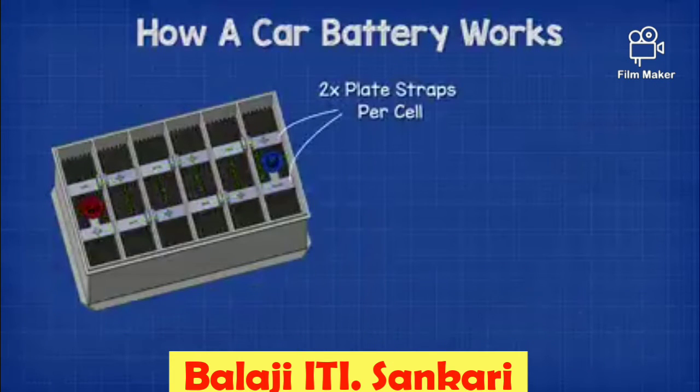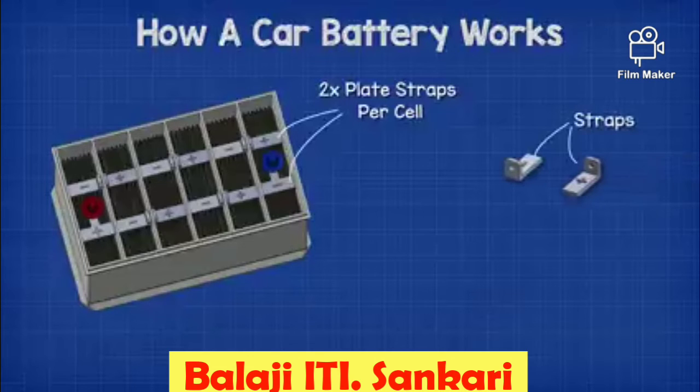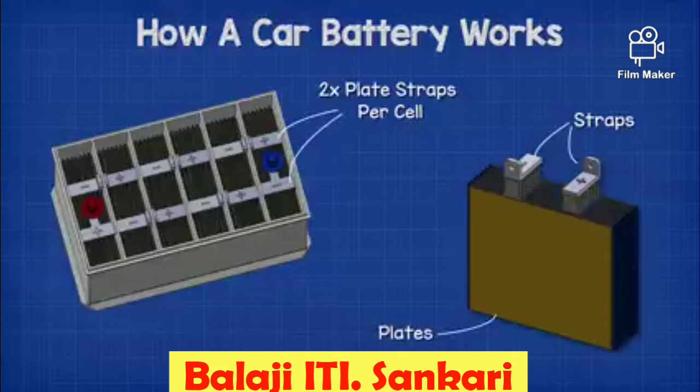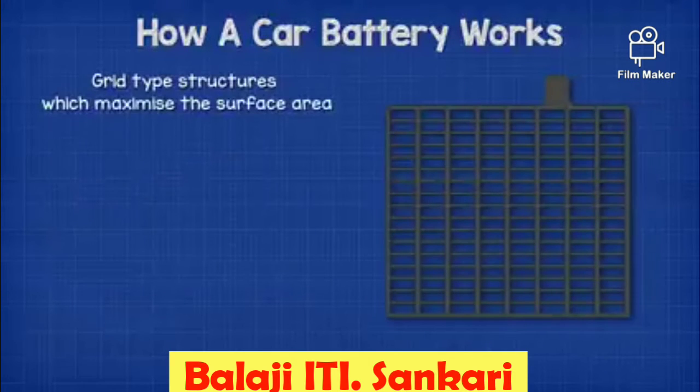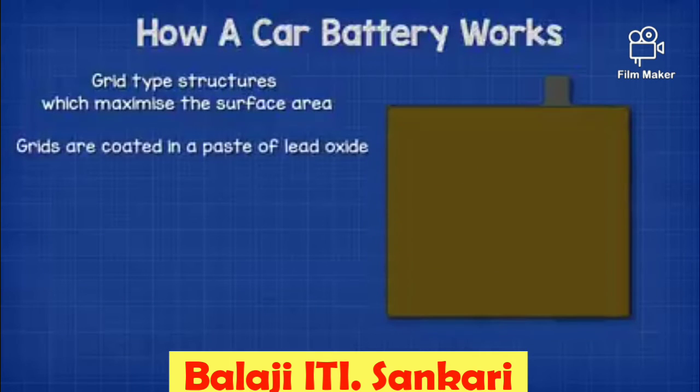Notice there are 2 plate straps in each cell, one positive and one negative. These are called plate straps because each strap is connected to a number of plates, which are sheets of lead. The plates are formed into grid-type structures, which maximizes the surface area. The grids are coated in a paste of lead oxide. The paste is where the chemical reaction occurs, and we'll see that a little later in this video.